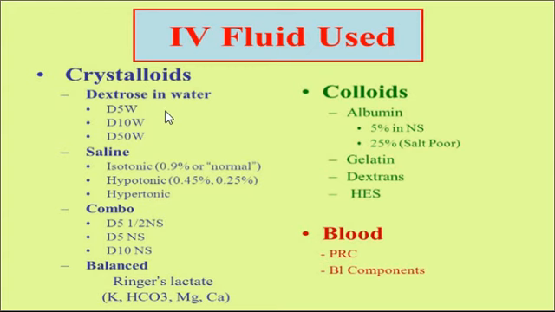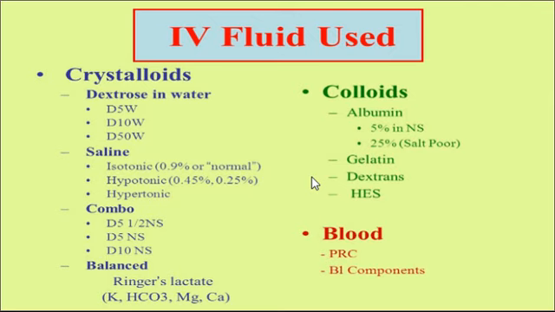So your crystalloids, if you don't know them, you should be familiar with dextrose. 5% dextrose in water is what D5W is. 10% dextrose in water. 50% dextrose in water. People will often refer to these as D5, D10, D50. Saline, isotonic, 0.9% saline. That is because that is the percentage of sodium that is in our bloodstream. So it is isotonic. It's not going to move things in or out.